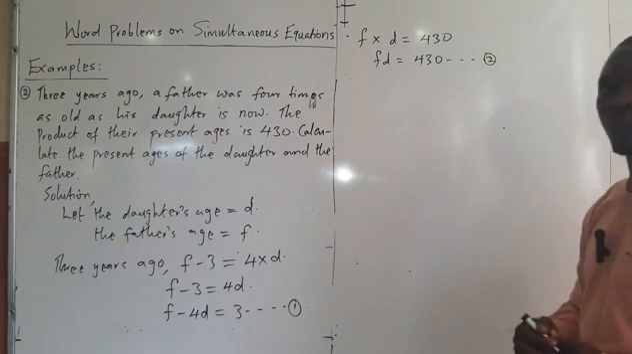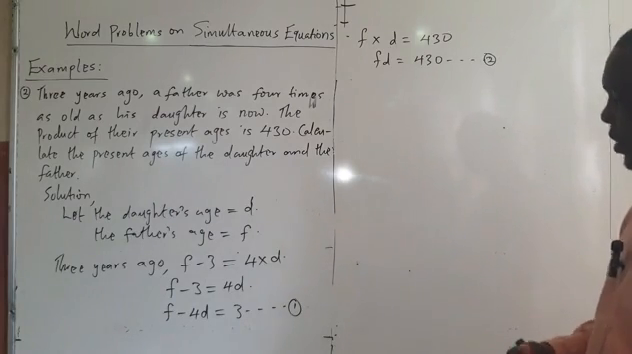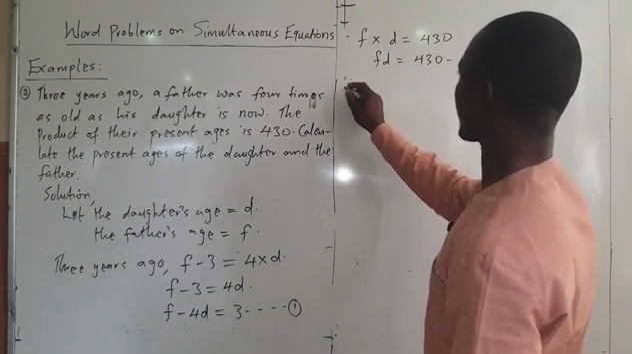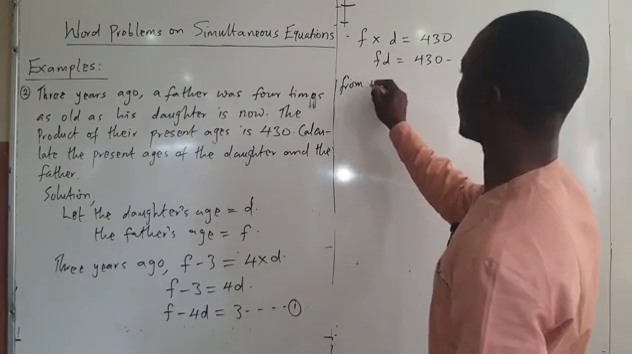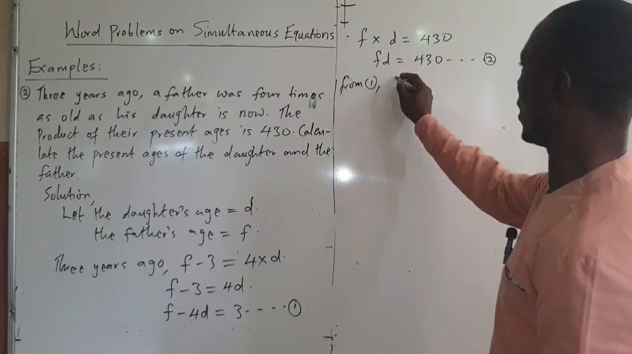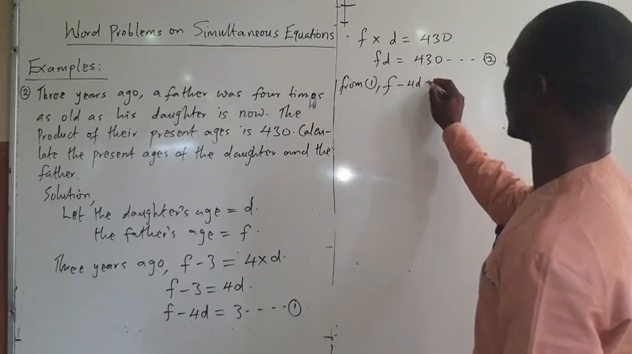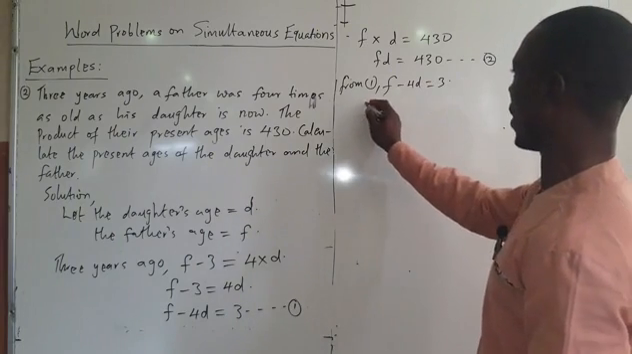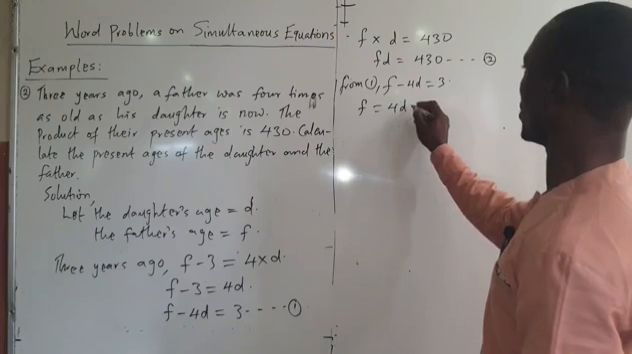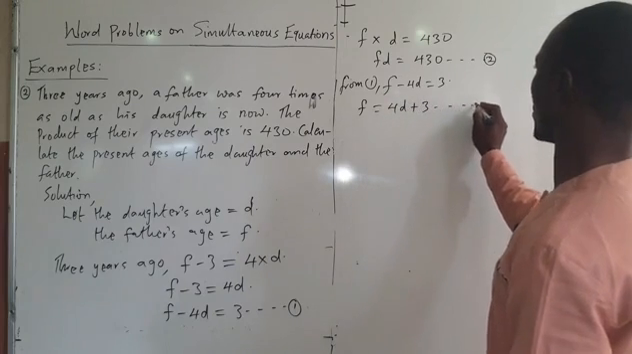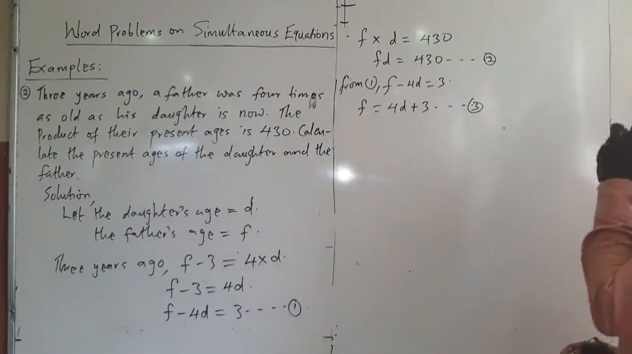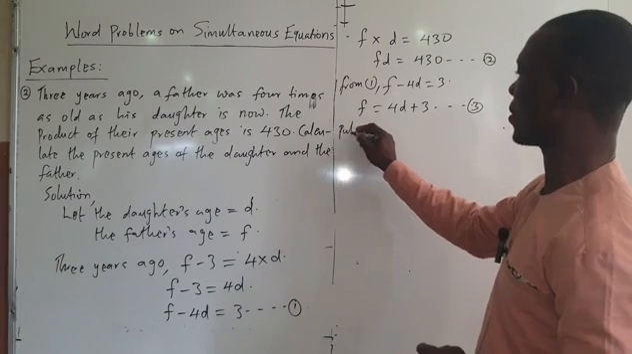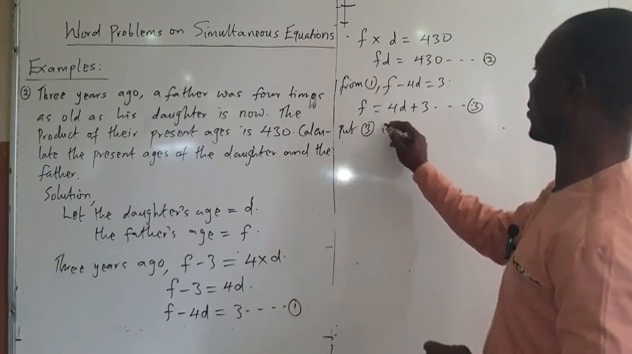So we can now solve using the substitution method. From equation 1, what is equation 1? F minus 4D equals 3. So making F the subject of the formula, we have F equals 4D plus 3. We call this equation 3. So we can now put equation 3 in equation 2.